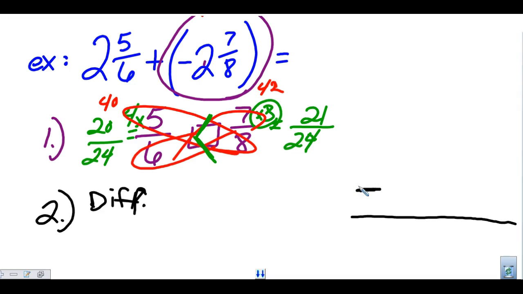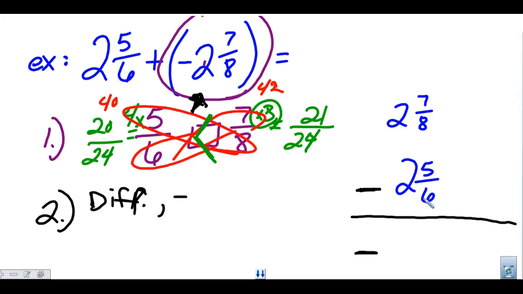Then we need to ask ourselves, what do we have more of? So what is the sign of the answer going to be? We have more of this second rational number. And that rational number is in fact a negative, so our answer is also going to be a negative. Now we can set up the problem and solve it like we would normally. Placing the greatest absolute value on top comes in handy.